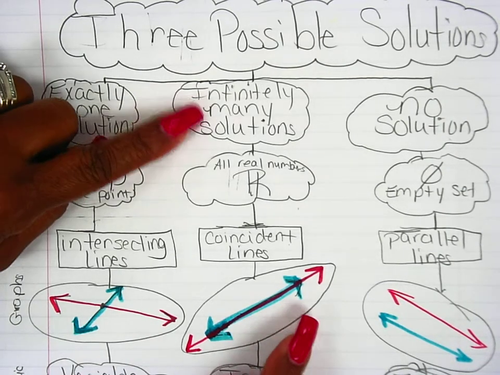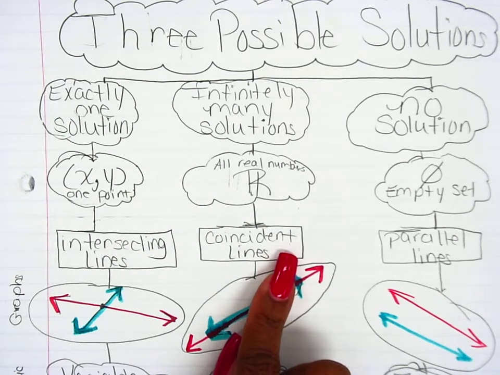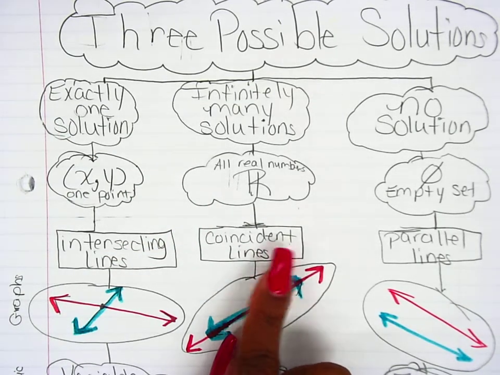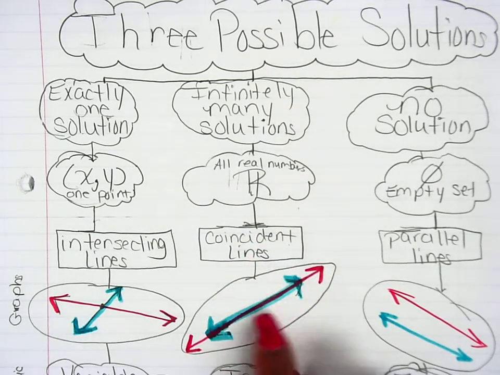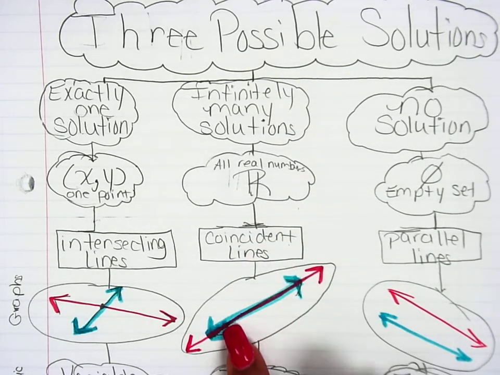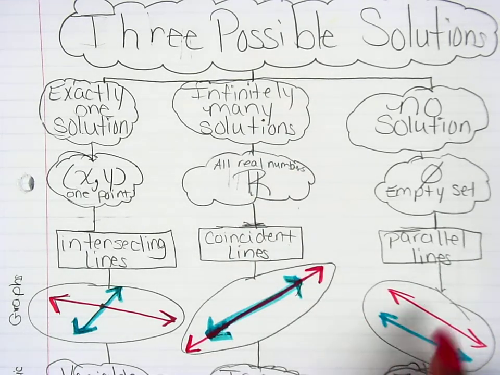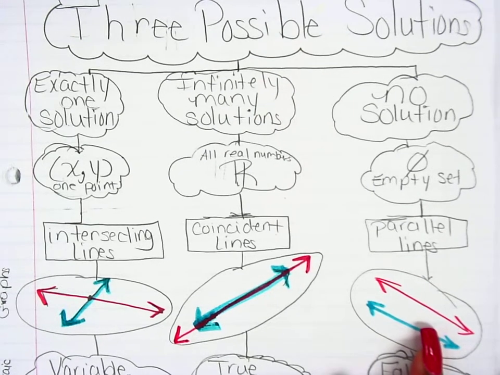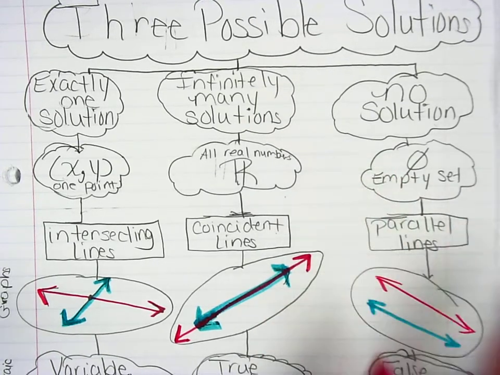If it's infinite solutions, then it'll be coincident lines. I call it coinciding, but I put the adjective instead of coinciding. So we're just going to write it down. It means that the lines overlap. It's the same line, and it means infinitely many solutions. If they're parallel lines, the graph would look like this. They would never intersect because they're parallel lines, meaning the solution is the empty set.